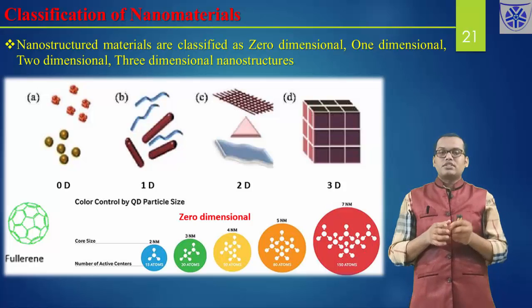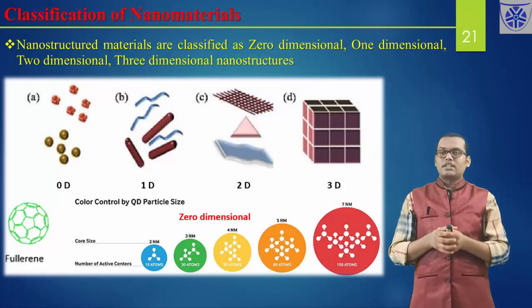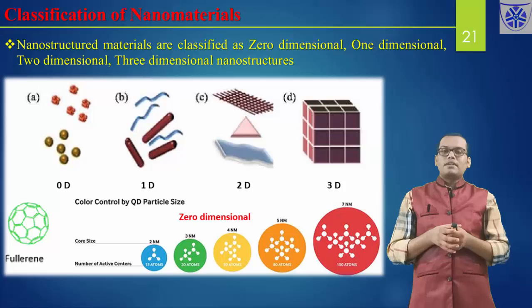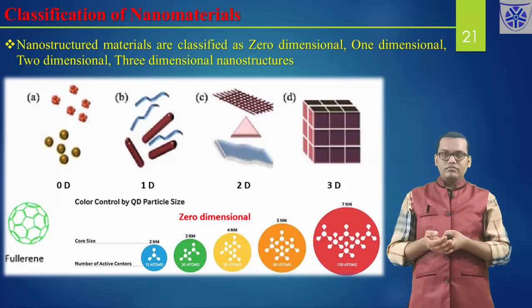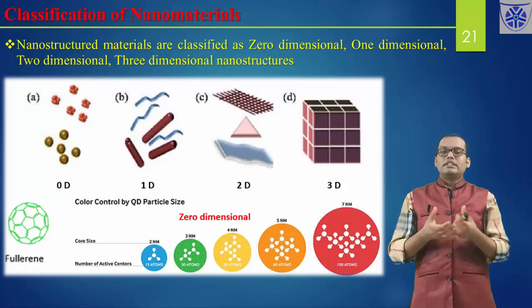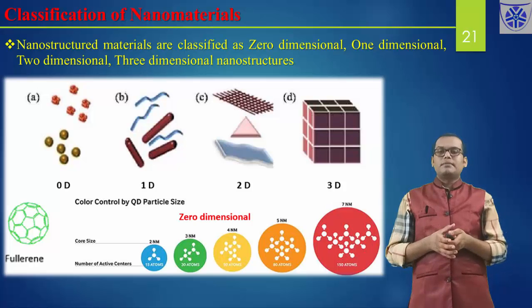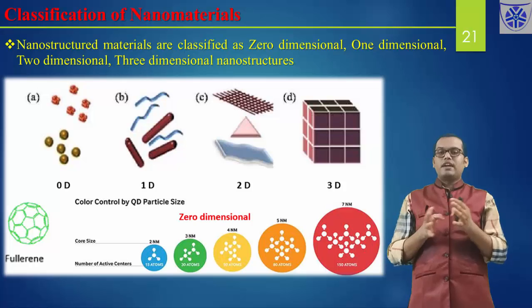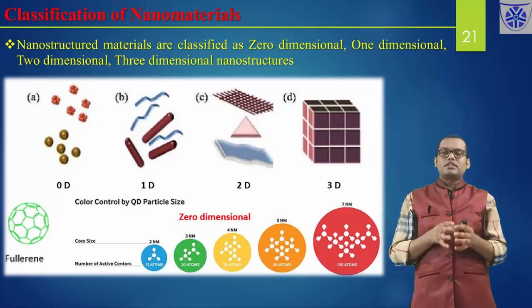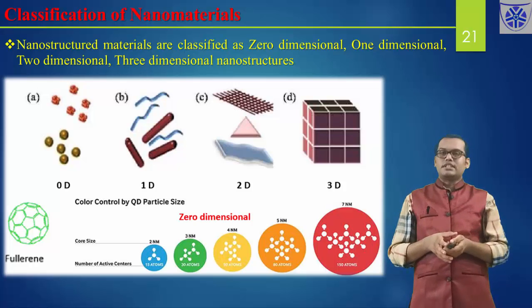1 dimension means the other 2 dimensions are confined, like the quantum wire or nanowire. 2 dimension means it's a nanosheet, so that is called 2 dimensional materials. Then you have the 3 dimensional particles, like nanoparticles and all. Those are the 3 dimensional materials. So basically you can classify the nanomaterials based on dimension: 0D, 1D, 2D and 3D.